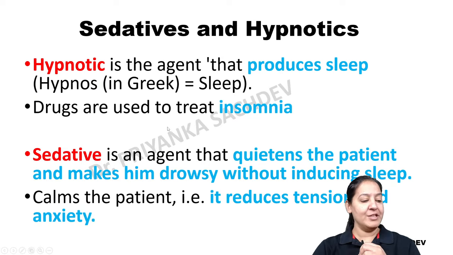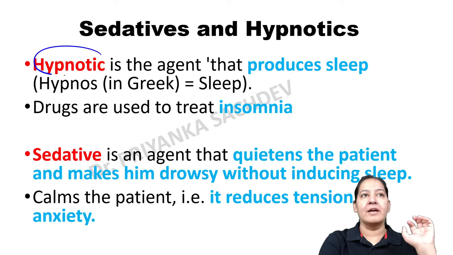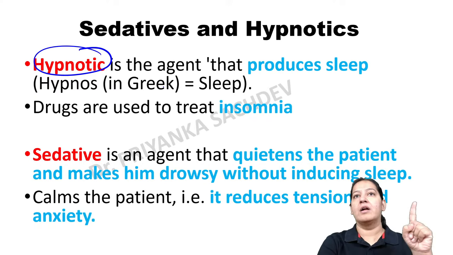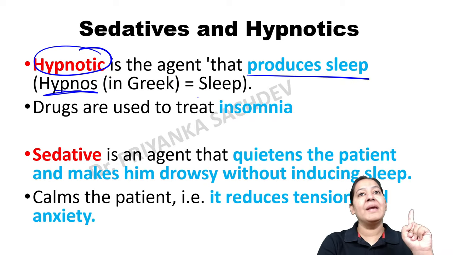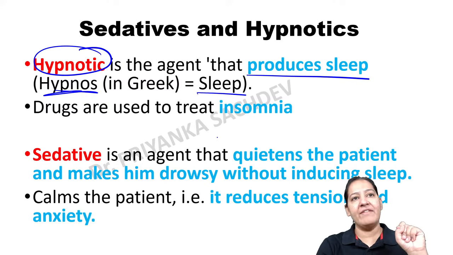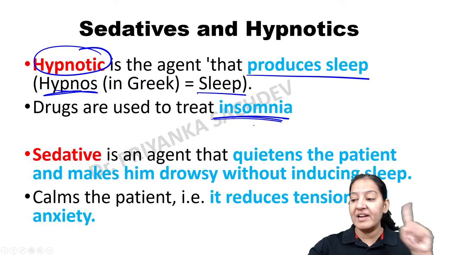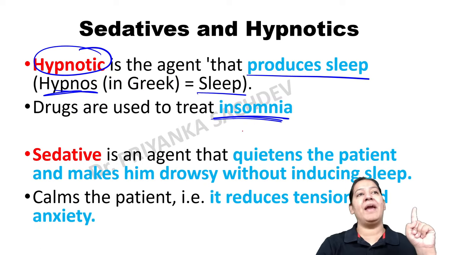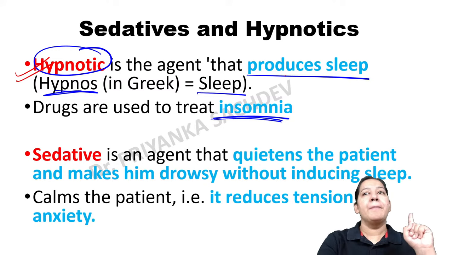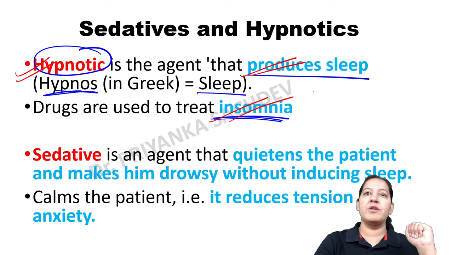Currently, let me teach you the difference between sedative and hypnotic. What is a sedative? What is a hypnotic? A hypnotic is a drug which produces sleep in the patient. The word hypnos means sleep in the Greek language. It is used for treatment of insomnia. If the person faces some difficulty in sleeping, we give hypnotics to them because these are the drugs which produce sleep in the brain. These are used in the treatment of insomnia.